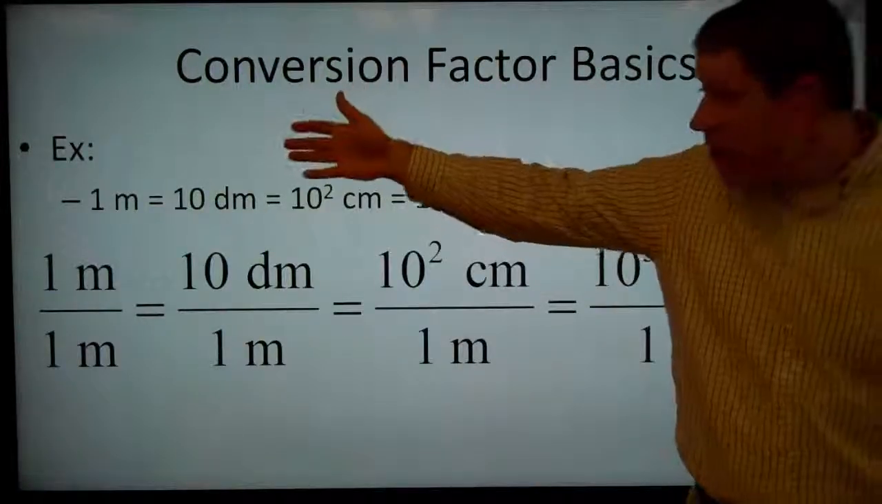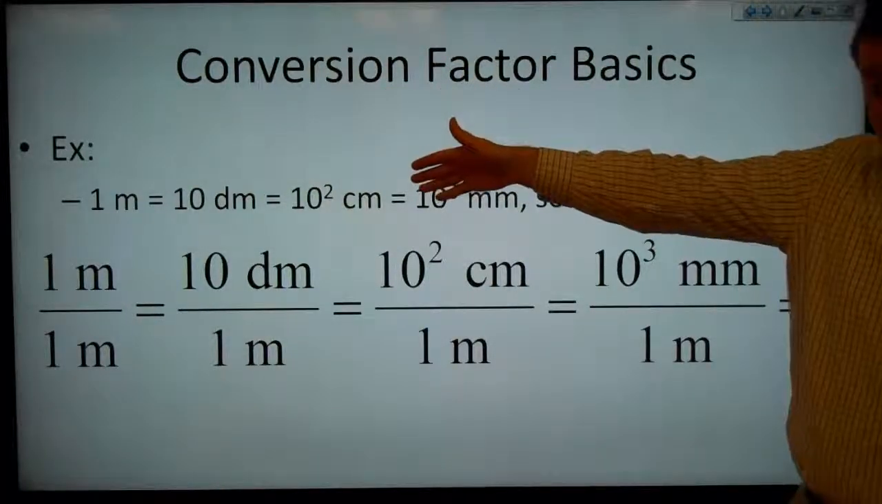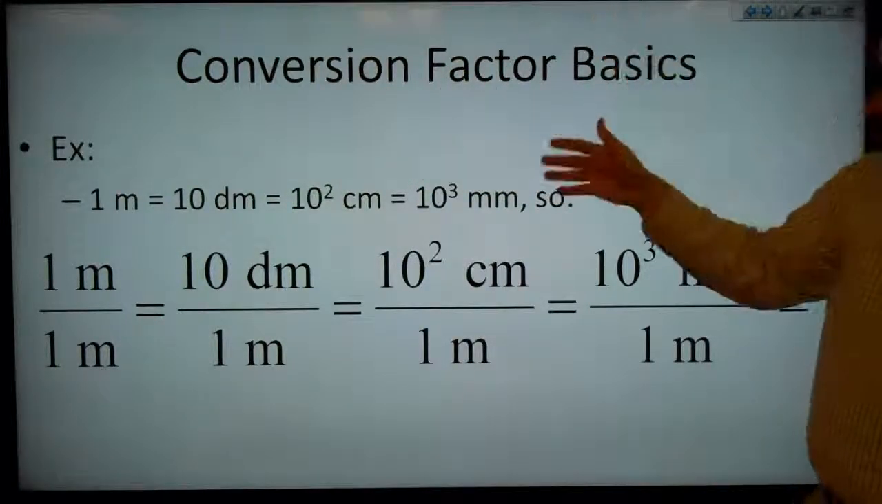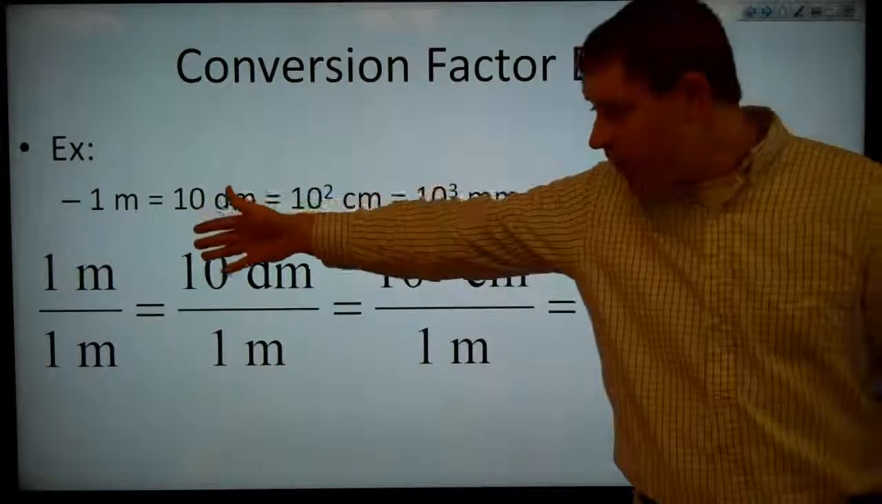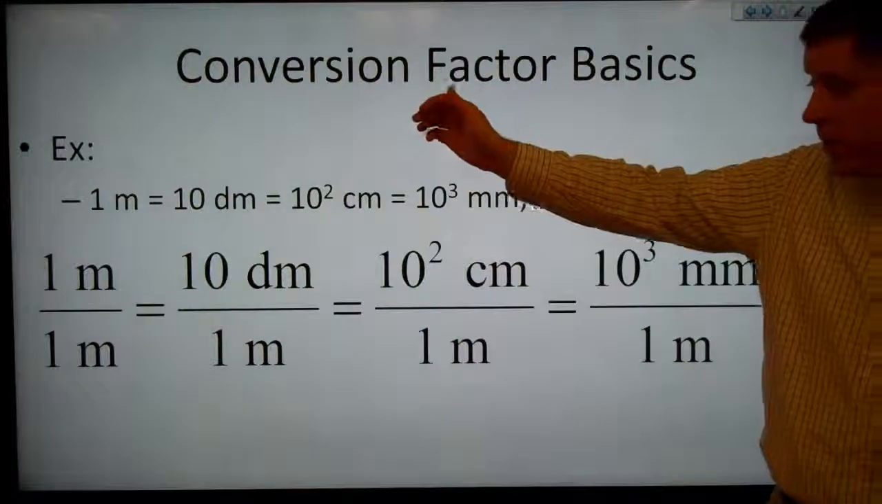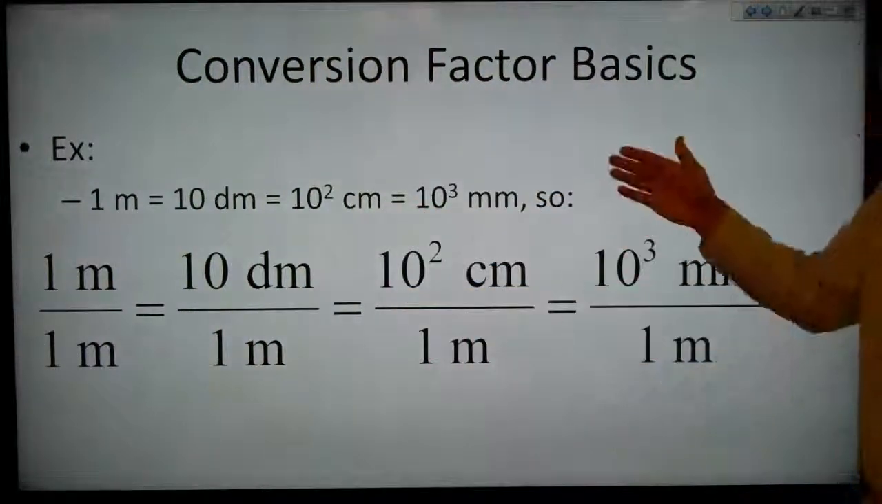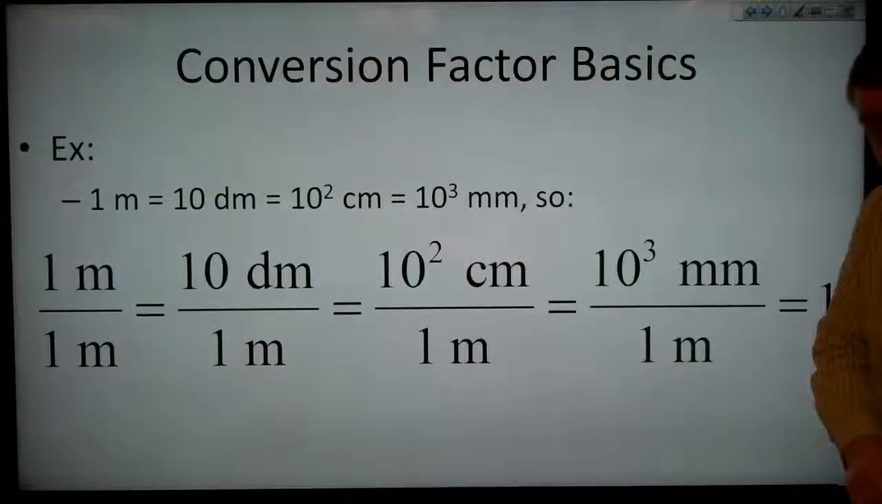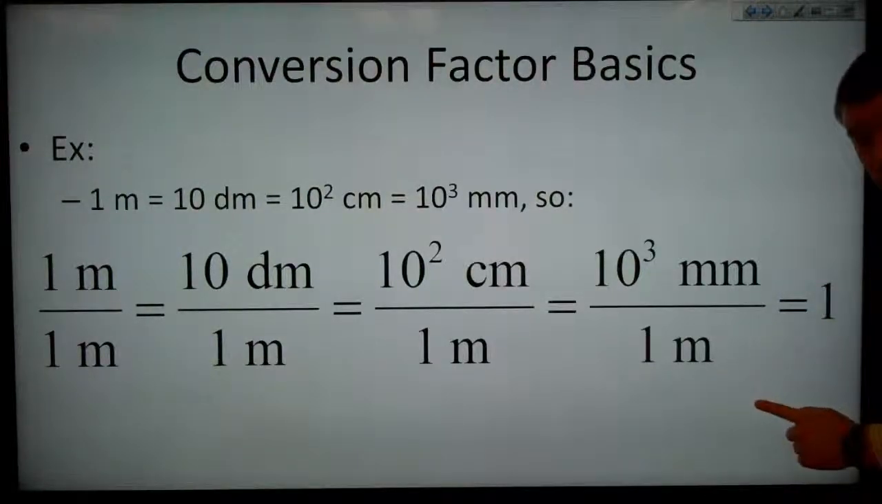For example, 1 meter is equal to 10 decimeters, which is 100 centimeters, or 1,000 millimeters. And that means that we can write 1 meter over 1 meter is equal to 10 decimeters over 1 meter, which is equal to 100 centimeters over 1 meter, which is equal to 1,000 millimeters over 1 meter, and all of these are equal to 1.